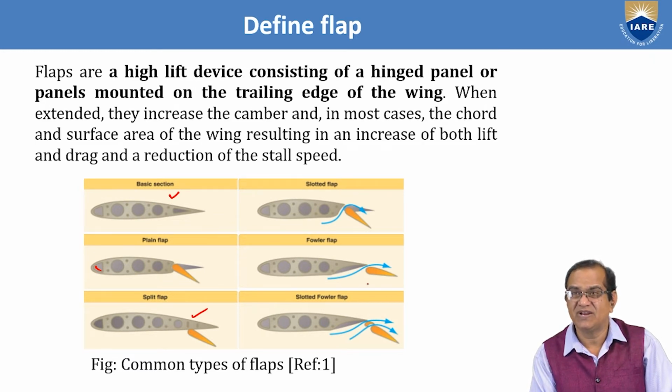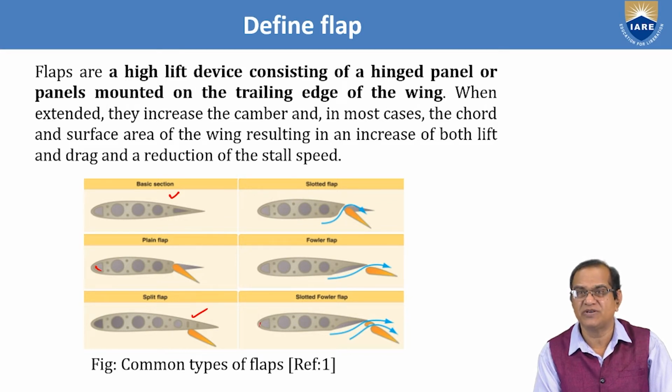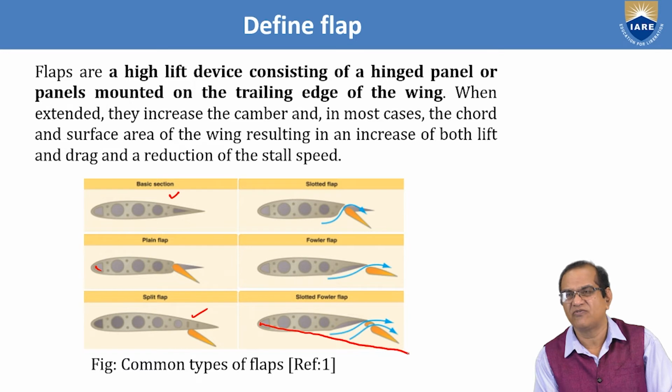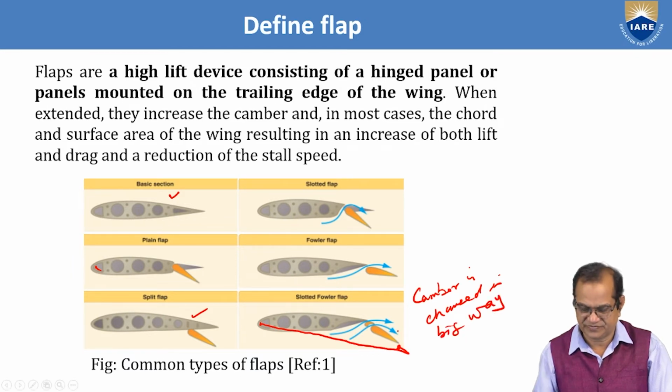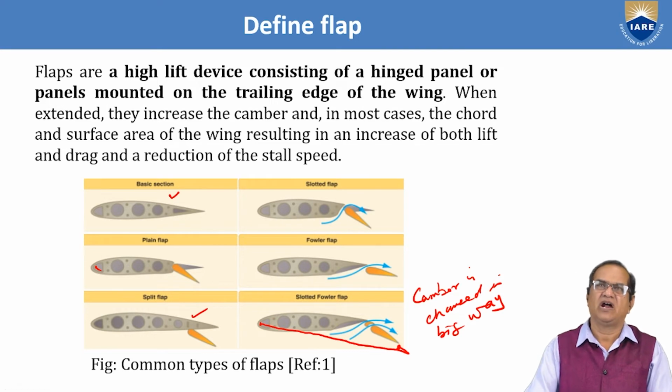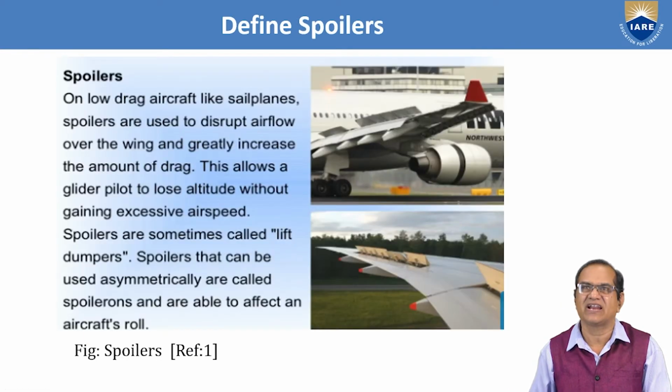It is here but it will extend further, so it will give more area, and from here to here a huge amount of chord and camber has been changed. It changes in a big way compared to the others. So this is the purpose of the flaps of the aircraft.